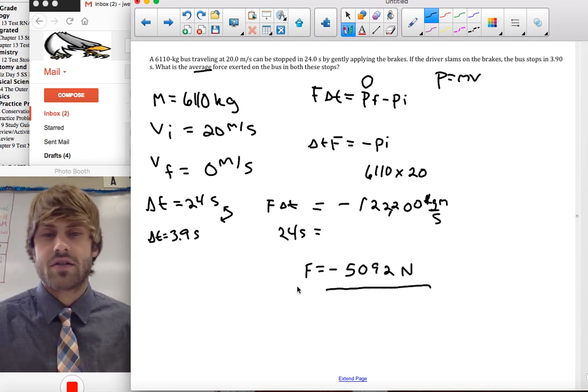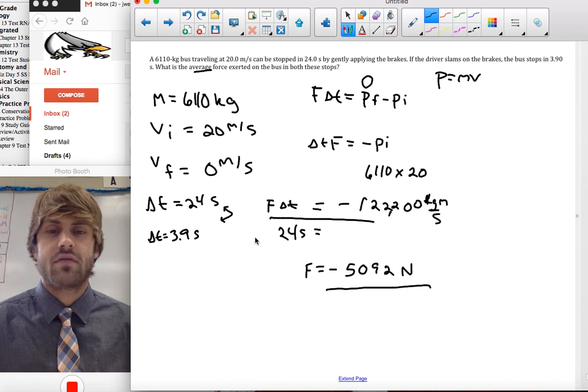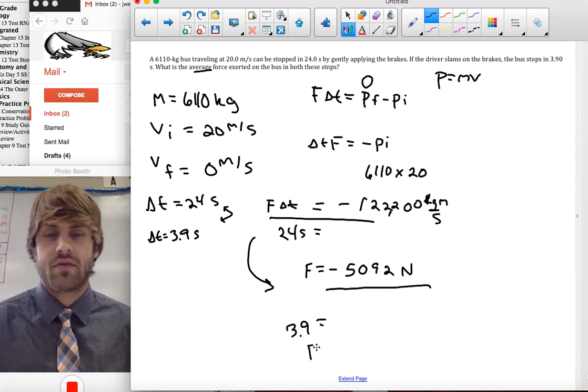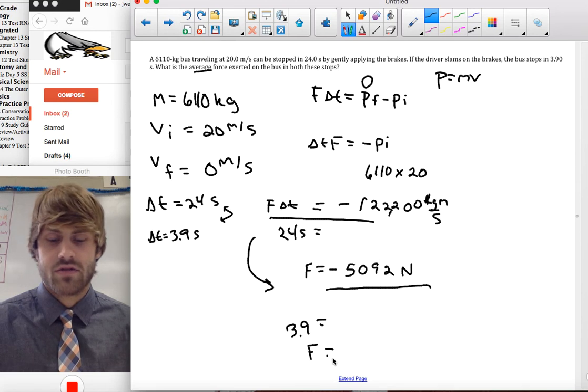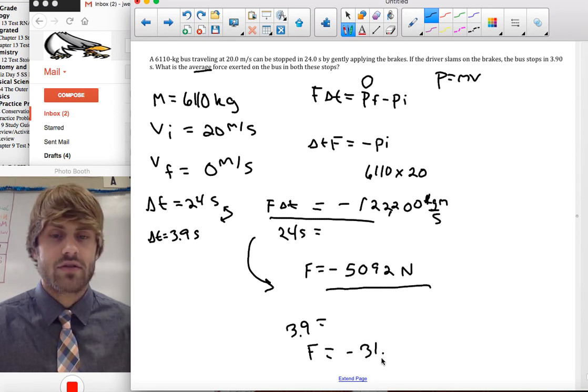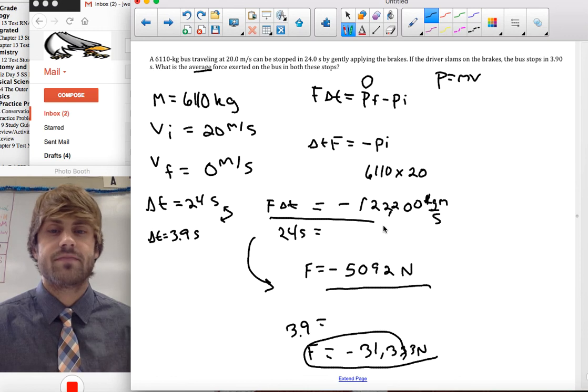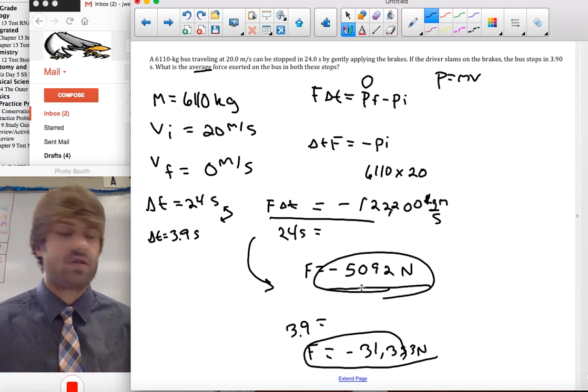In my other answer, I'm going to use this stuff from right up here, except I'm going to have 3.9 as my time. So I'm going to take this divided by 3.9, and I'm going to find out the force in that situation is equal to negative 31,333 newtons. So I have two answers for this one. Again, terrible circle. I'm sorry.